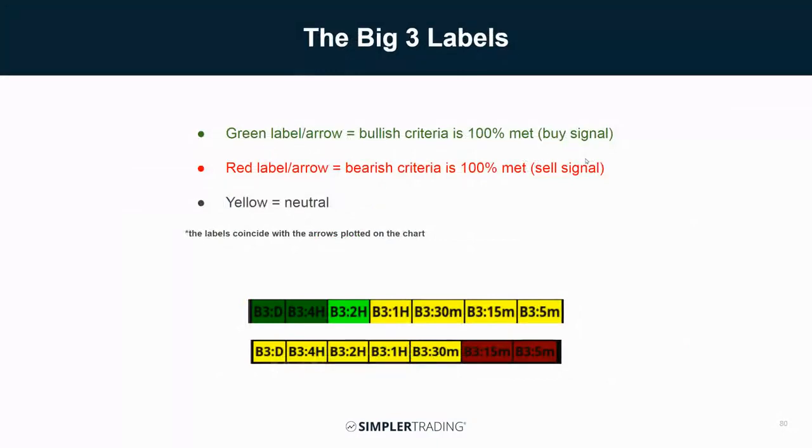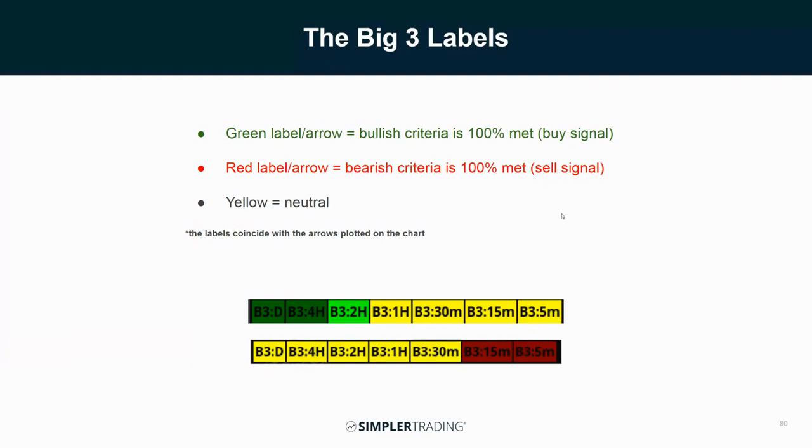And the labels, guys, are straightforward. So green label on any time frame, that's our buy signal, right? Bullish criteria is met. Of course, the red label is the bearish criteria. That's the sell signal. And then if a label is yellow, that's neutral. It's not bullish, it's not bearish, it's just kind of chop. As far as a directional trade, we never want to take a position when things are just neutral.